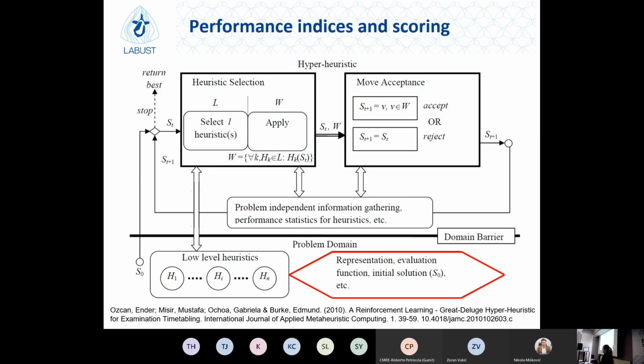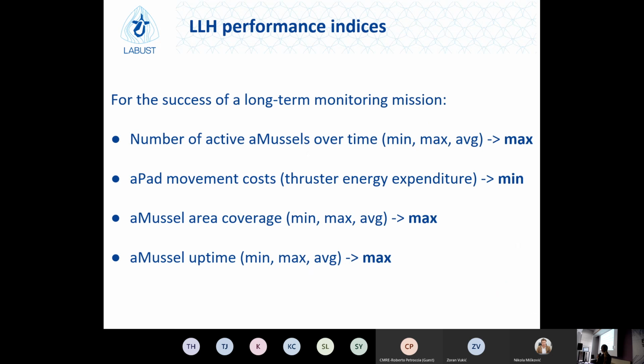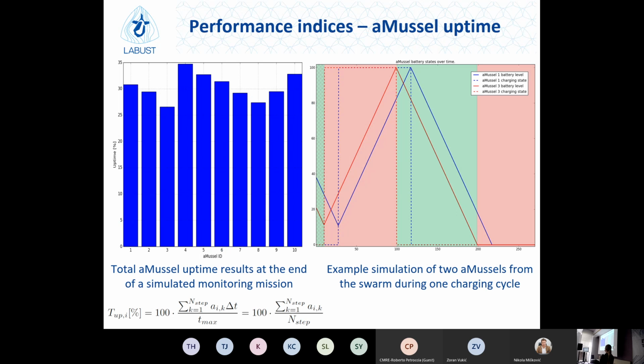Now, the scoring of these low-level heuristics means that we have to focus on actual parameters that imply something for the success of our goal, which is the long-term monitoring mission. So here we have 4 performance indices for these low-level heuristics. We have how many aMussels are active at a certain time. We want this to be as good as possible. We want to minimize the movement cost of the APAD. We want to maximize the area the aMussels are covering, and we want to maximize the aMussel uptime, which is a measure of how much useful work the aMussels have done within the span of a mission.